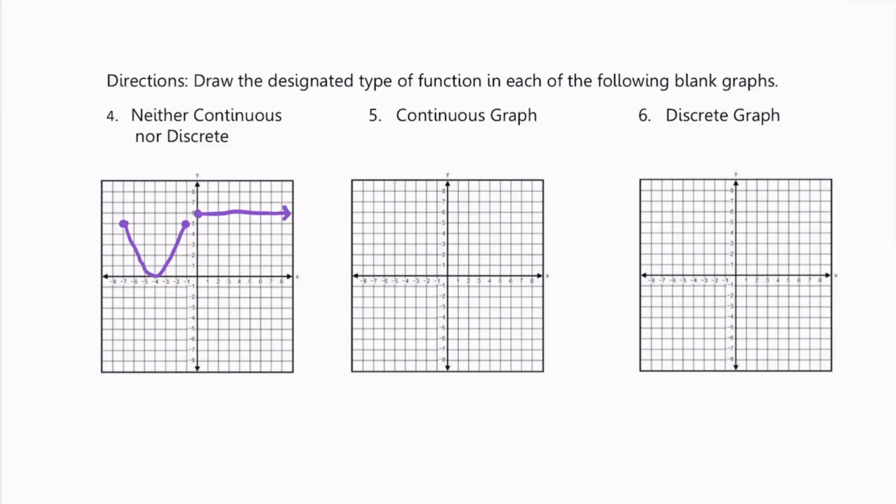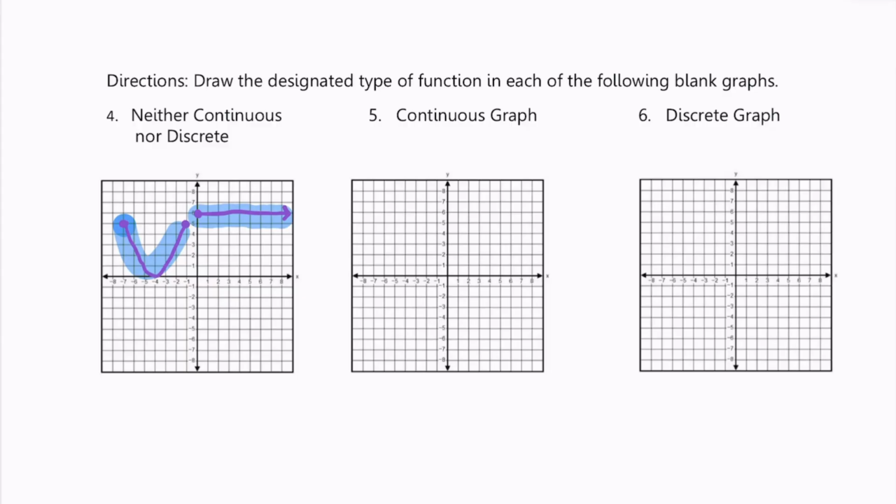Why I picked that as my neither is because if I trace my purple, great, I'm tracing. So far, I never had to pick up my highlighter, but then I have to get to this line over here and I had to pick up my highlighter. So it can't be continuous because I had to pick up that highlighter to trace that line. It's also not discrete because it's not a bunch of individual ordered pairs.